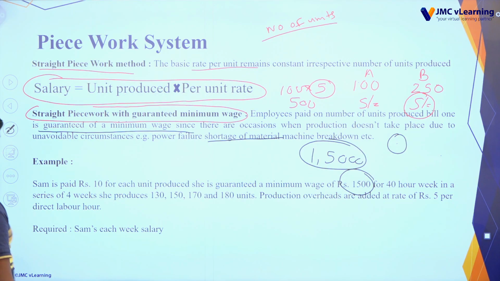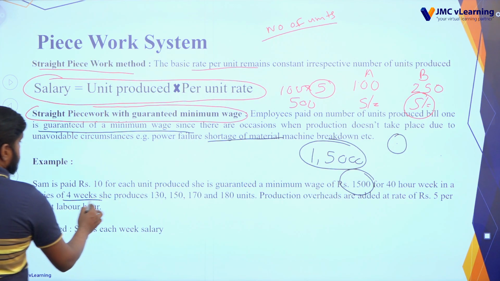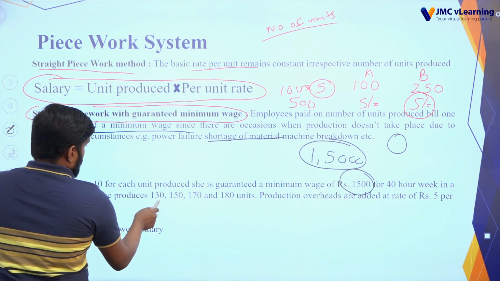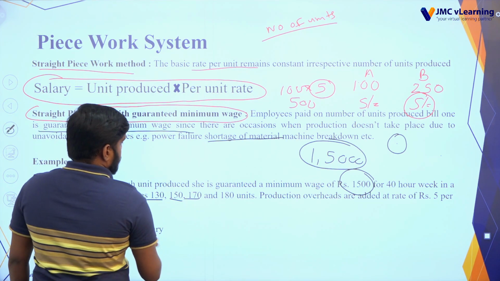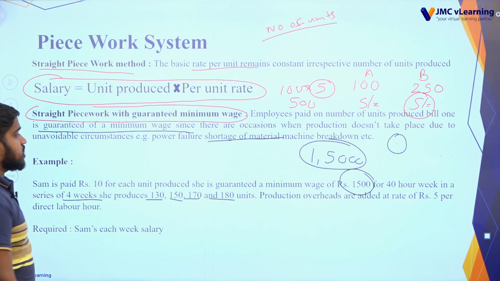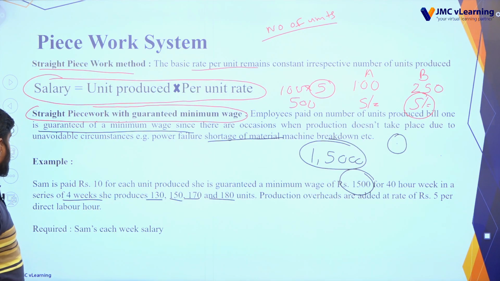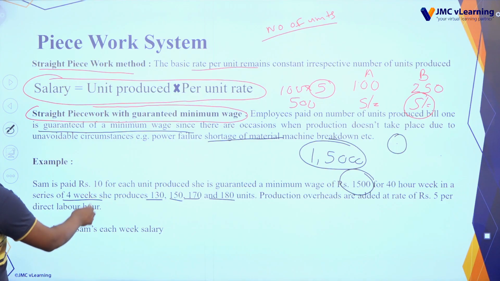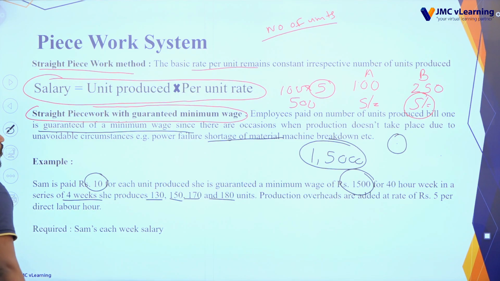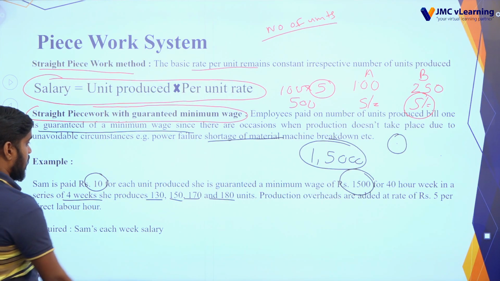For a 40 hour week in a series of 4 weeks, she produced 130, 150, 170 and 180 units. Production overhead is added at a rate of 5 per direct labor hour. Then we are required to calculate Sam's salary for each week. Sam is paid 10 for each unit produced. Then we have 4 weeks.